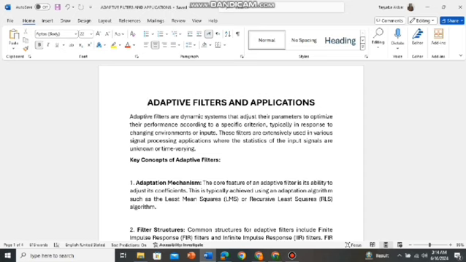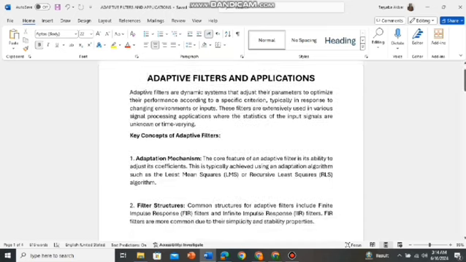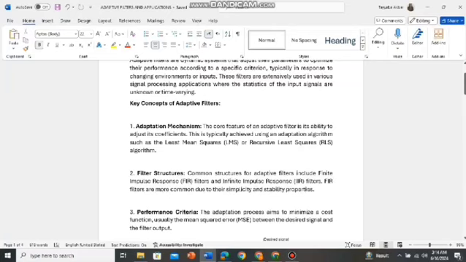Now, moving further, we have the key concepts of adaptive filters. The first is the adaptation mechanism, on which core feature does the adaptation mechanism work? The first one is least mean square, and the second one is the recursive least square algorithm. On these basic algorithms the adaptive filter works.